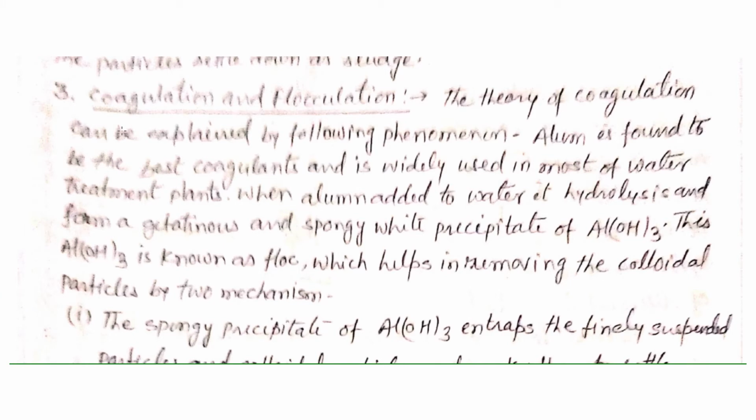So the third step is coagulation and flocculation. The theory of coagulation can be explained by the following phenomena. Alum is found to be the best coagulant and is widely used in most water treatment plants. When alum is added to water, it hydrolyzes and forms a gelatinous, spongy white precipitate of aluminium hydroxide. This aluminium hydroxide will entrap the small, low density particles and force them to settle down in the tank.